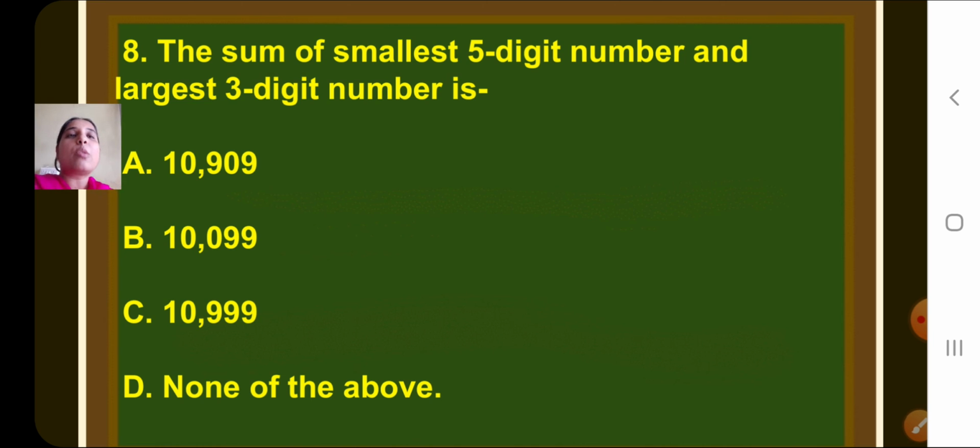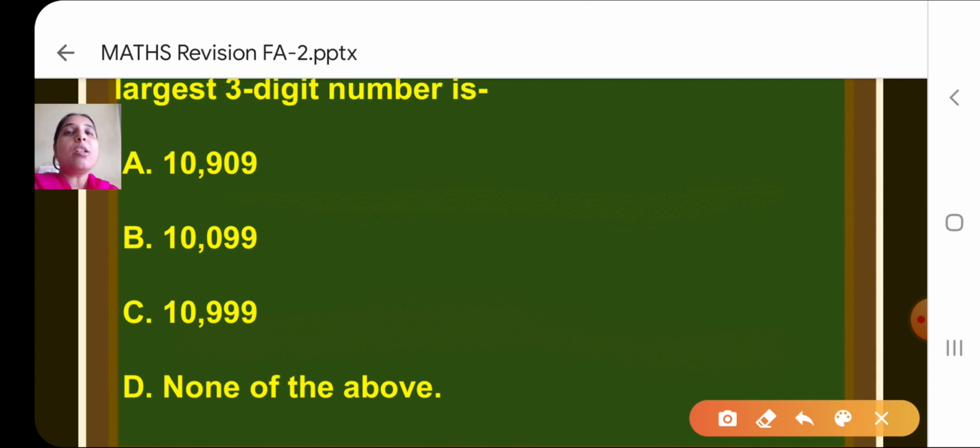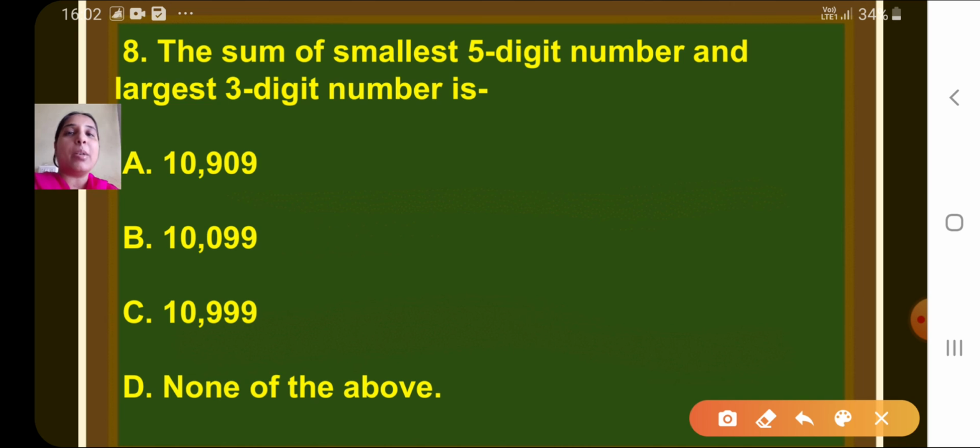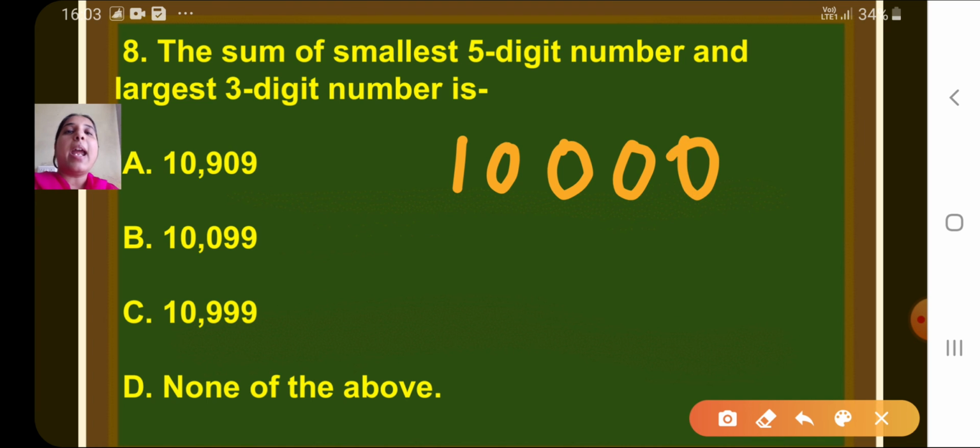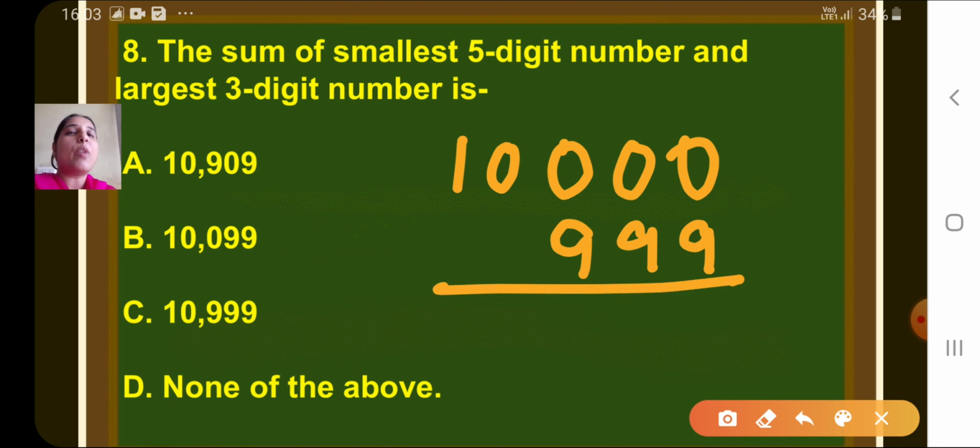The sum of the smallest 5-digit number and the largest 3-digit number is. So for that you should know what the smallest 5-digit number is and what the largest 3-digit number is. So let's write the smallest 5-digit number. What will be the smallest 5-digit number? Yes, it's 10,000. And what is the largest 3-digit number? It will be 999.